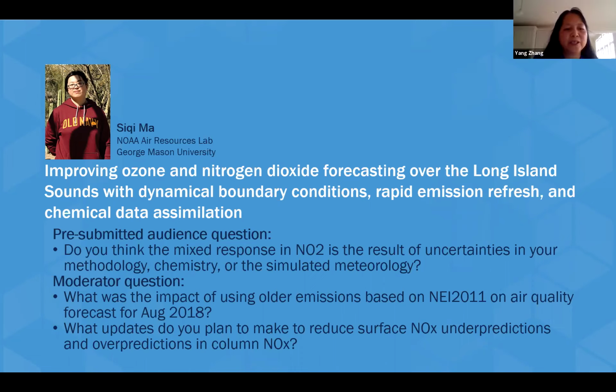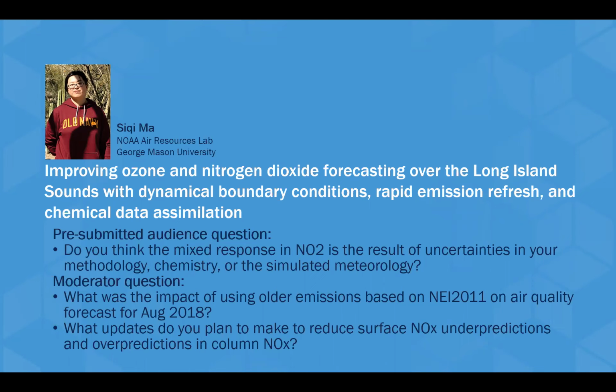Thank you. And there's one question from the audience. Do you think the mixed response in NO2 is the result of uncertainty in your methodology, chemistry, or the meteorology? Yes, I think the uncertainties in the CMAQ model, like the vertical mixing or the sink or deposition of the NOx emission, are one of the reasons for these NO2 results. And in addition, the uncertainties of the input data, like the IC and BC, are another reason.